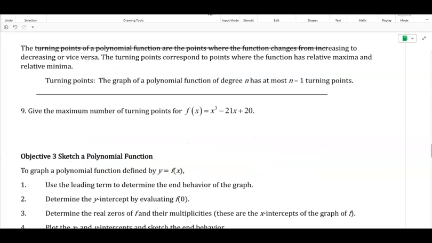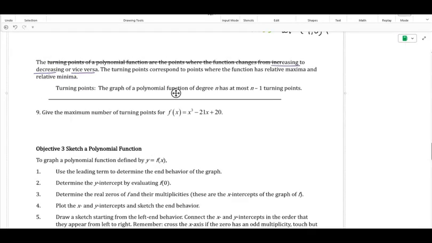In the graph, where the function changes from increasing to decreasing, or vice versa, where the graph is changing from decreasing to increasing, so points that look like this, or points that look like this, so relative maxima and relative minima, the maximum number of turning points that a polynomial can have is 1 less than its degree. So if the degree is n, it can have at most n minus 1 turning points.